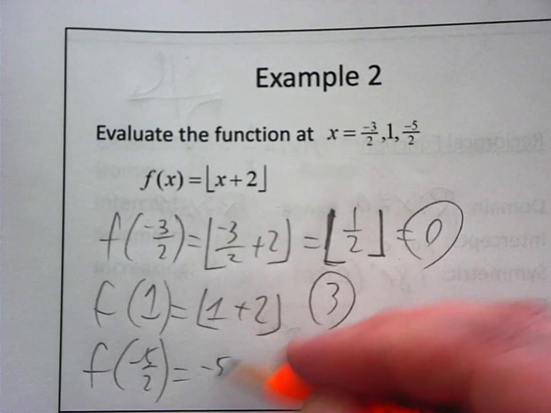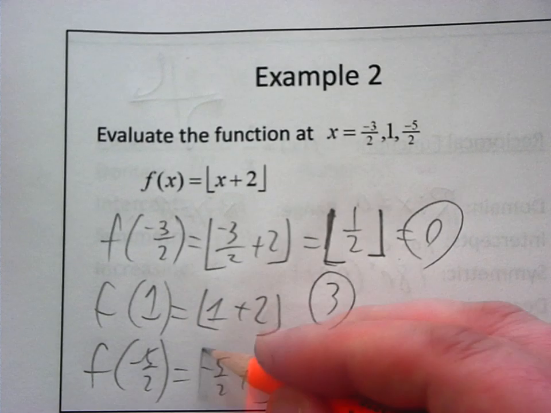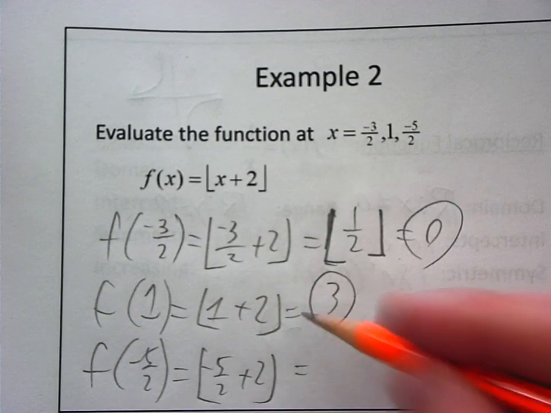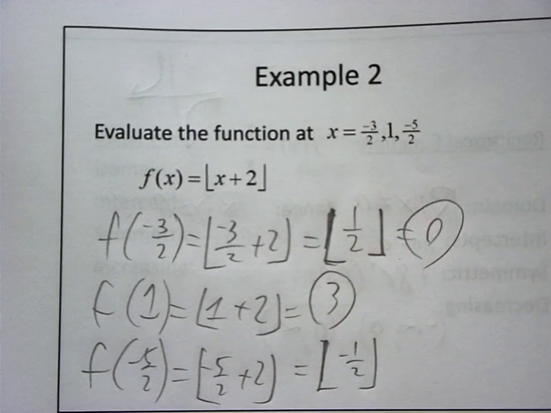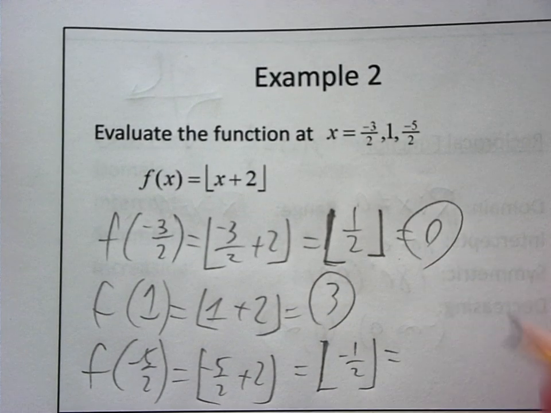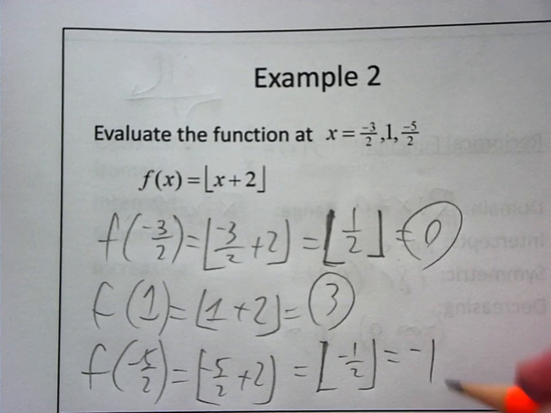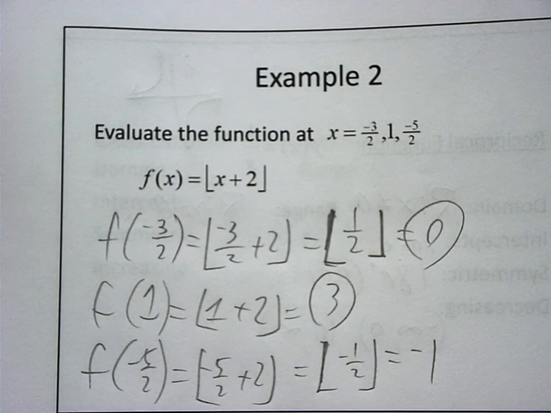What about negative 5 halves plus 2? What ends up inside the symbols? Negative 0.5, or negative half. Round down to negative 1. This thing's also called the rounding down function because it always rounds down. If you think about it in terms of a number line, it's always whatever you just hit as you went left to right before you got there.